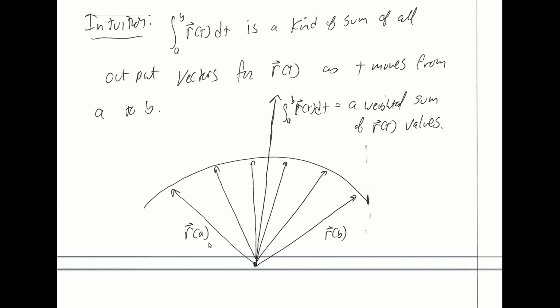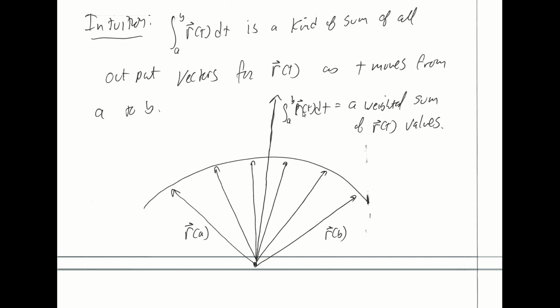I let my parameter increase from a to some larger value, and I've got another r hat value, and then r hat value at b. So as t goes from a to b, my bead on the string is swinging around this curve in this way. There is a vector for each value of t between a and b. I've drawn in 6 or so of those vectors.